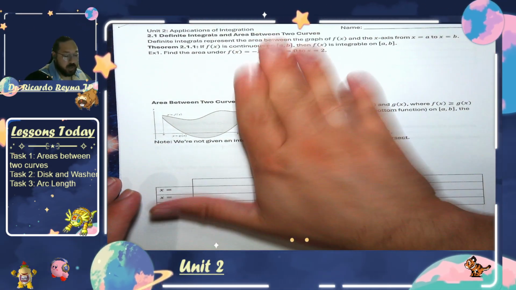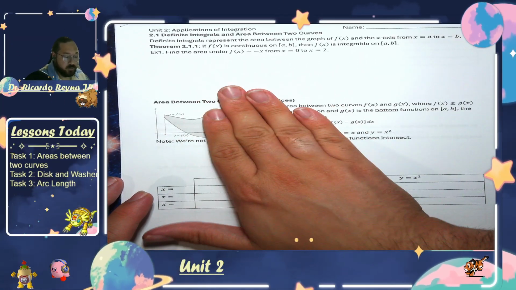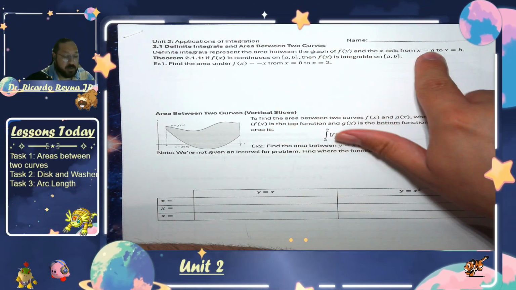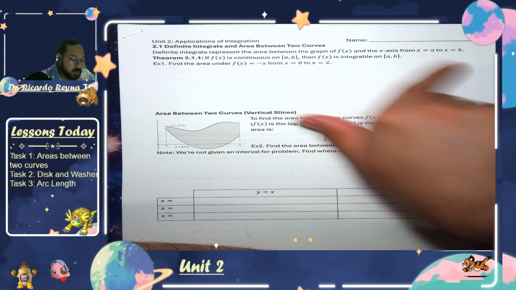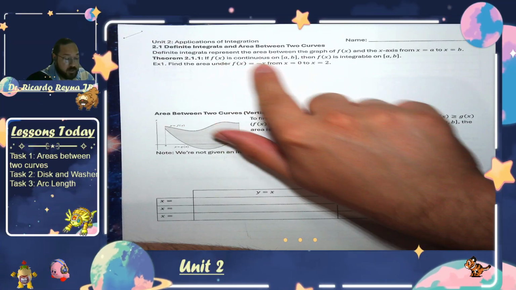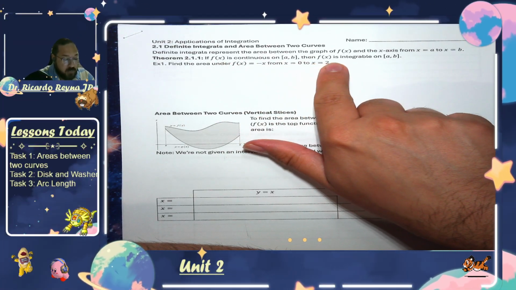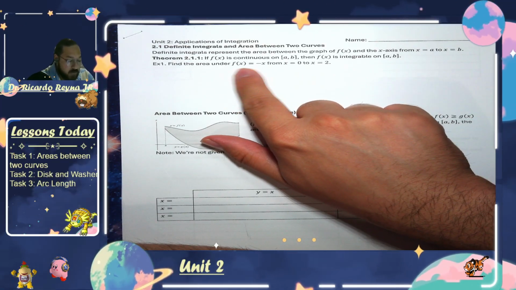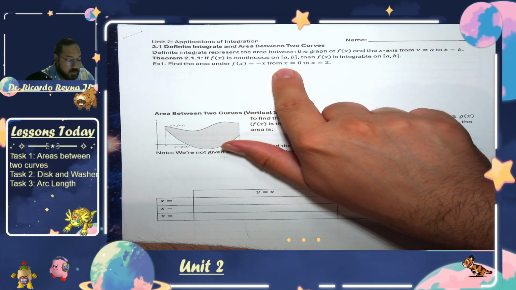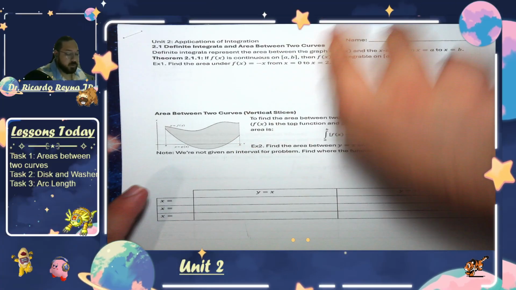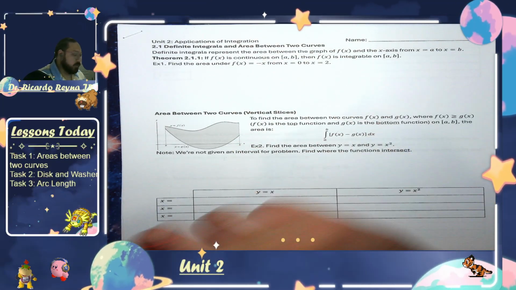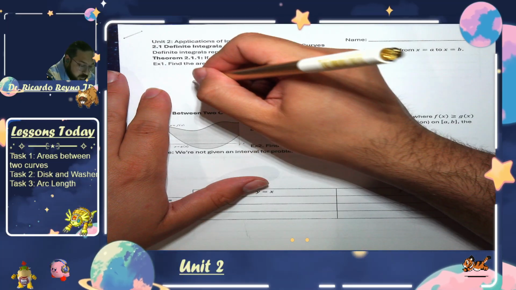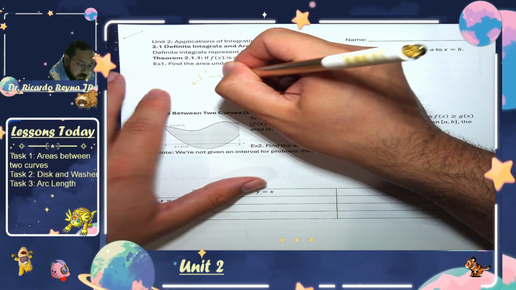So 2.1 talks about the area between two curves. Definite integrals represent the area between the graph of f of x and the x-axis from some a to b. The theorem states if f is continuous on that interval, then f is integrable on that interval. So find the area under f of x equaling negative x from x is 0 to 2. That's just a fancy way of saying define the integral. So that's the integral from 0 to 2 of negative x dx.